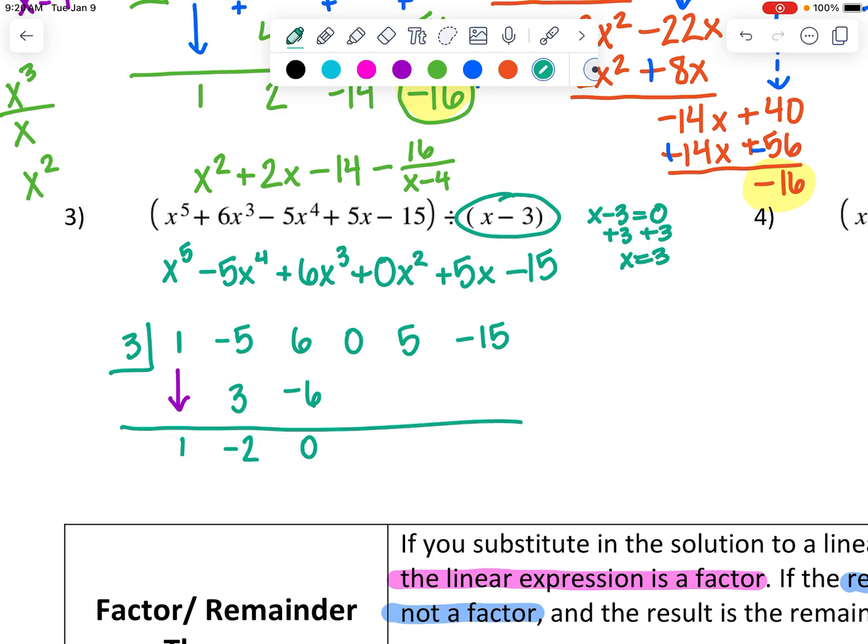And we keep going. 3 times 0, we get 0. I'm going to add straight down that column to get 0. Then we have 3 times 0. I get 0 again. We add straight down, we get 5. And then I'm multiplying 3 times 5 to get 15. We add straight down, and we have a remainder of 0. So remember that very last term there is always your remainder.